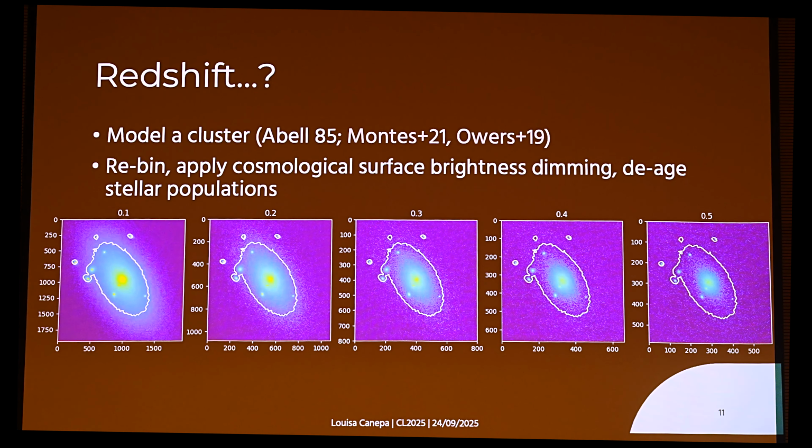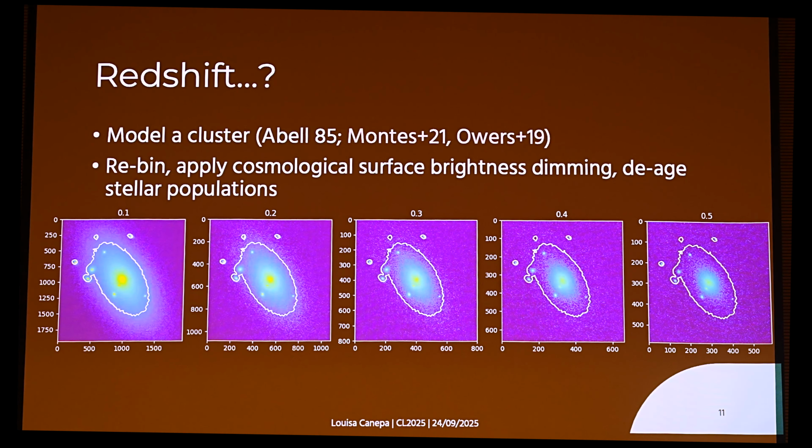So in order to look at this question, what we did was model a cluster. In this case, it was Abell 85, because we have Sersic parameters for the BCG, ICL, and cluster member galaxies. And then we asked the question of what would this exact same cluster look like if we had observed it at different redshifts. So we rebin the image, we apply surface brightness dimming, we de-age the stellar populations, and you can see here the result of redshift 0.1 on the left all the way up to redshift 0.5 on the right. And so obviously we can see by eye that the cluster is dimming as it goes up in redshift.